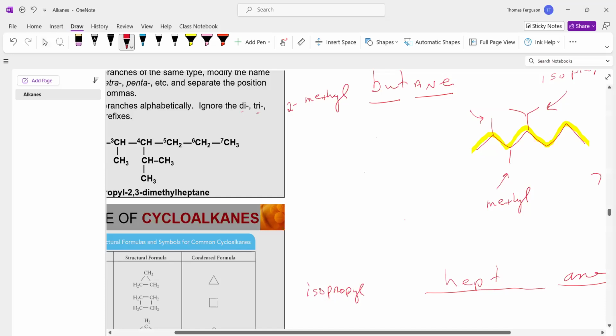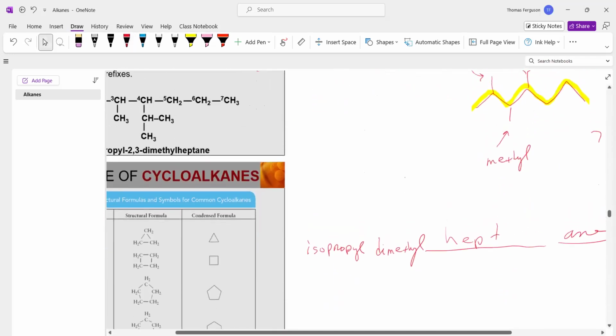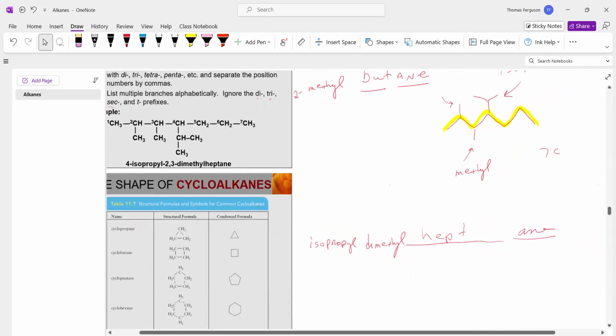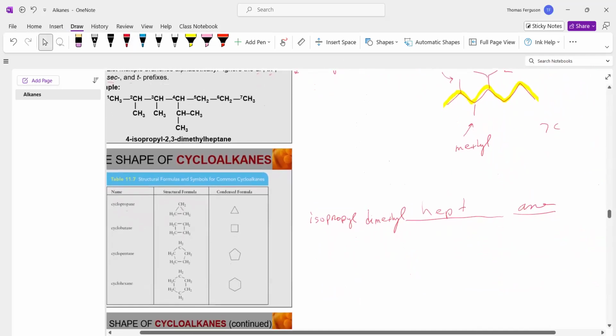Okay, and then we have a dimethyl, di meaning 2. And now we have to figure out the numbering scheme here. So let's keep this. We can number from left to right or right to left. So this is 1, 2, 3, 4, 5, 6, 7.